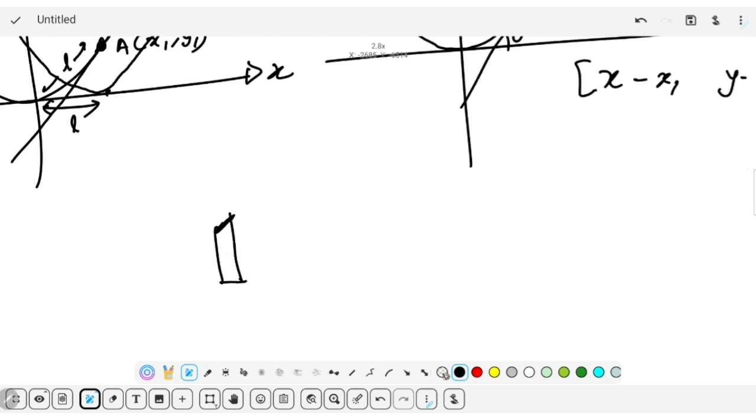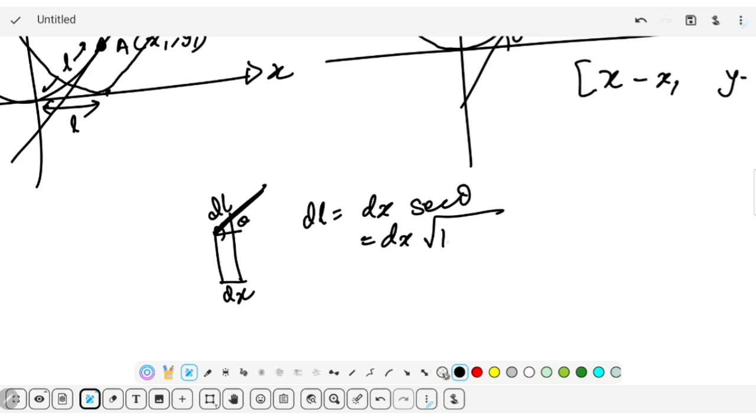So if this distance is dx and the slope at this point is tan theta, the angle that it makes with the x-axis is theta. So what is this dl? dl is equal to dx sec theta. And what is the value of sec theta? Root over 1 plus tan square theta, and I am writing tan theta as m, the slope. So root over 1 plus m square.